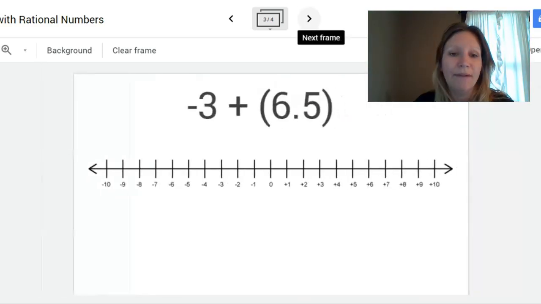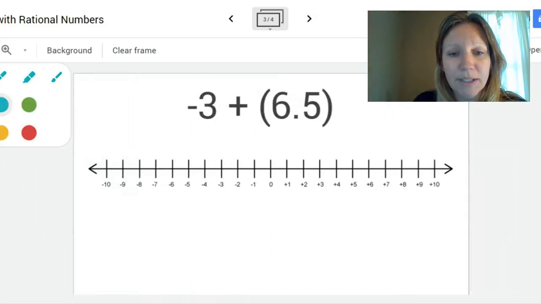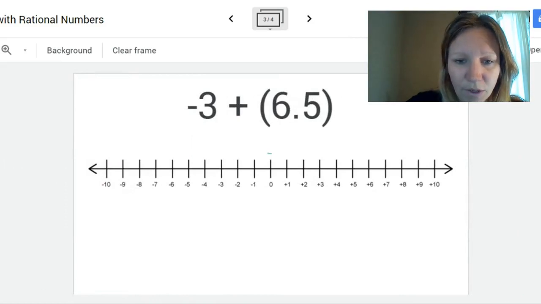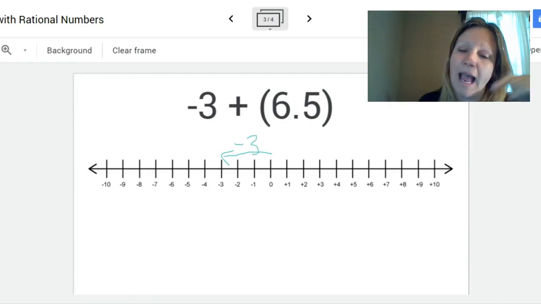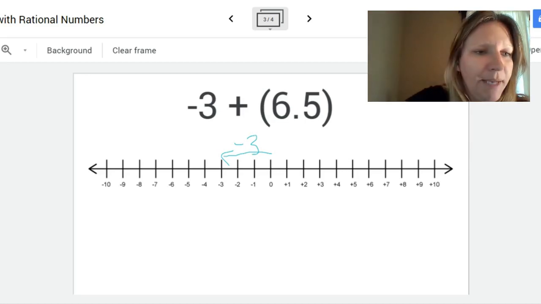Okay, next one, we have a decimal. -3 plus 6.5. Not only do we have a decimal, but for this particular problem, they're opposite signs. So we start at 0, we're going to go left 3, and then this time we're going to add 6.5. Because we're adding 6.5, we're going to go to the right 6.5 spaces. 0.5, if you remember from 6th grade, is half. We're going to go 6.5 spaces to the right from -3.